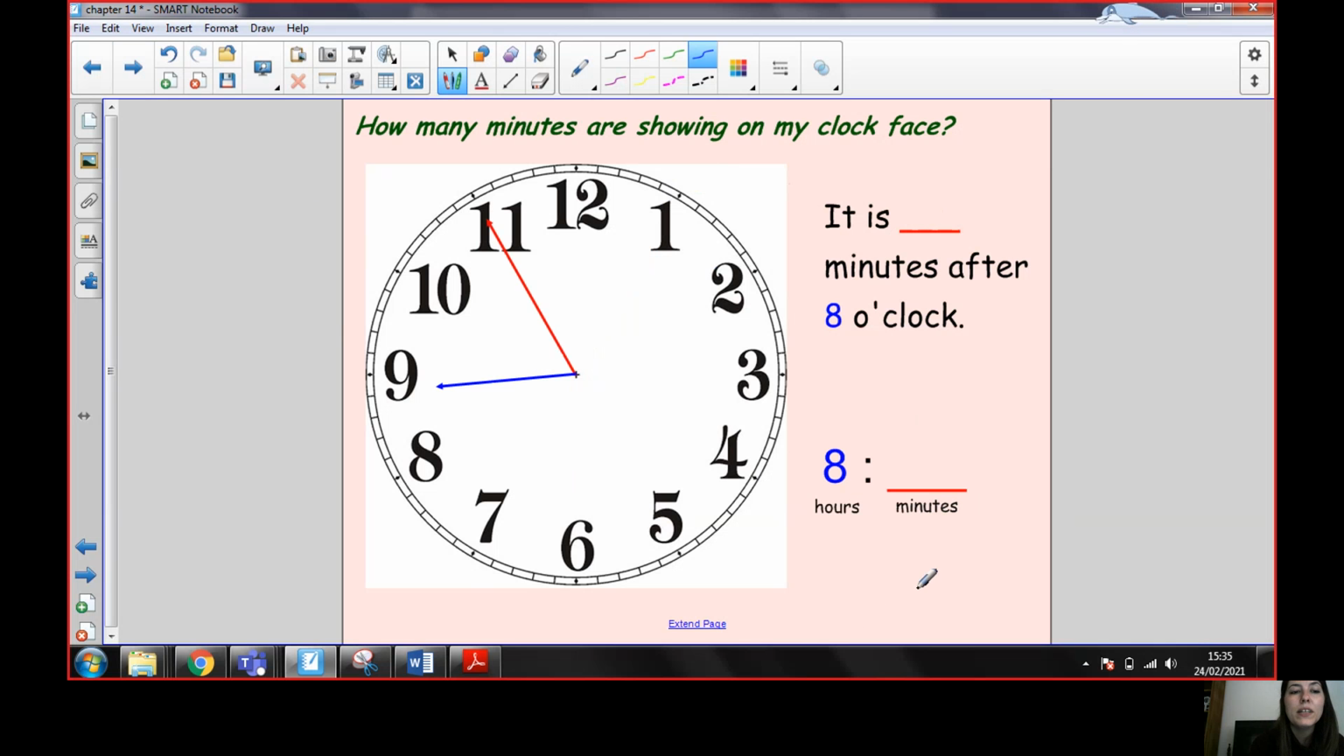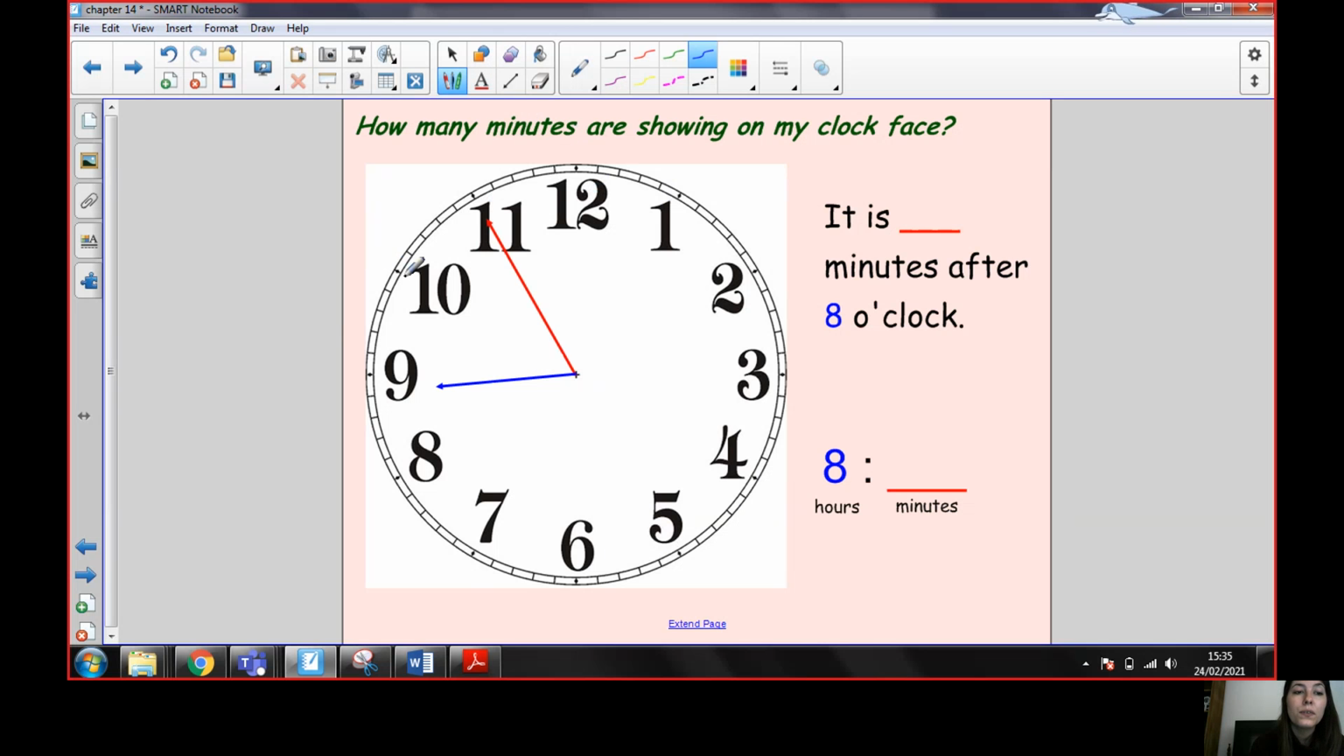Can you have a go at reading the time for this one? Pause the video and talk about it at home. How are you going to find out how many minutes there are on this time? Hopefully you counted around the clock in your multiples of 5.